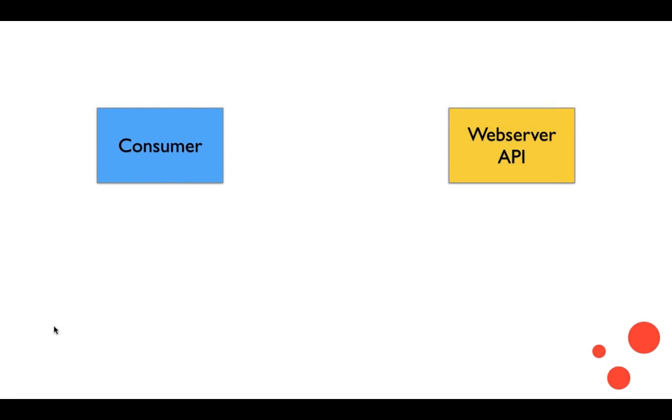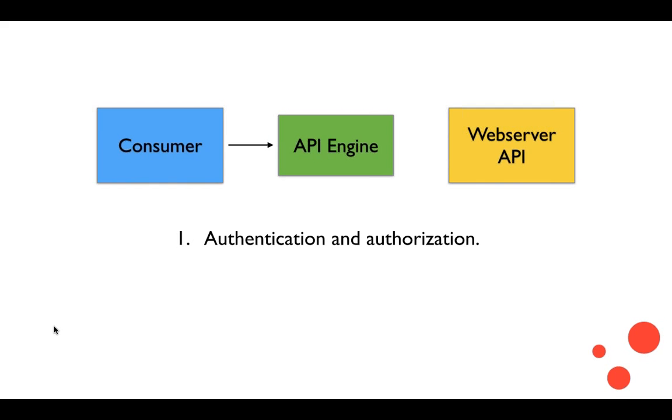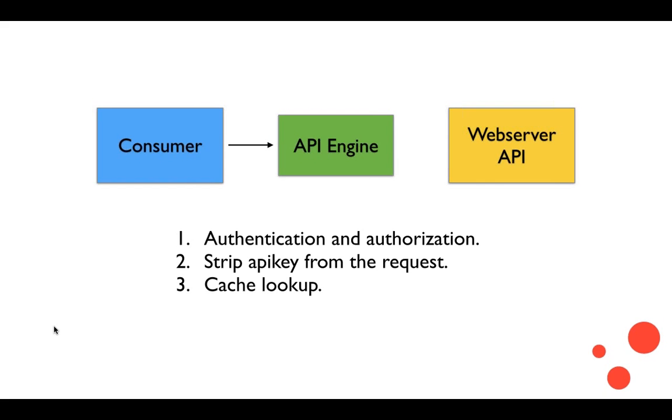So to the demo. We'll start out with an environment like this. We have one consumer instance and one web server instance running an API. We'll send an HTTP request and see that it works. Then we will install API Engine and place it in front of our API. We'll send an HTTP request to API Engine. We will see that API Engine does authentication and authorization. It will strip the API key from the request. It will try to look up the request in the cache, and if it's not there, it will fetch the object from the backend and cache it if possible. So I will switch screens now.